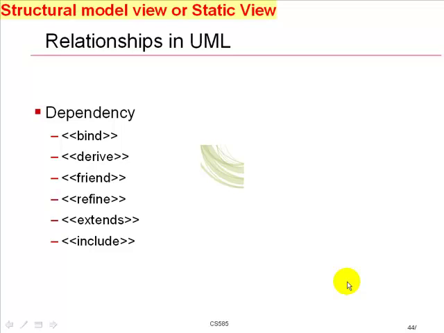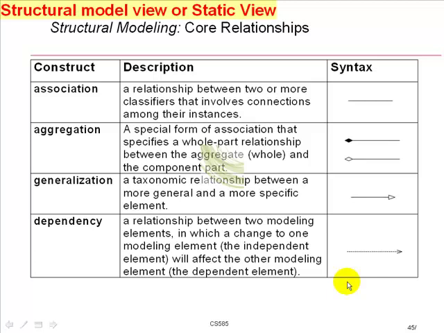Sometimes the dependency could have a refined meaning, so you qualify it with an extension. This is what we call an extension in UML. So it could be an include, an extend, a define, a friend, a derive, a bind, or it could be a simple use relationship. So here's a summary of all the relationships that we talked about.